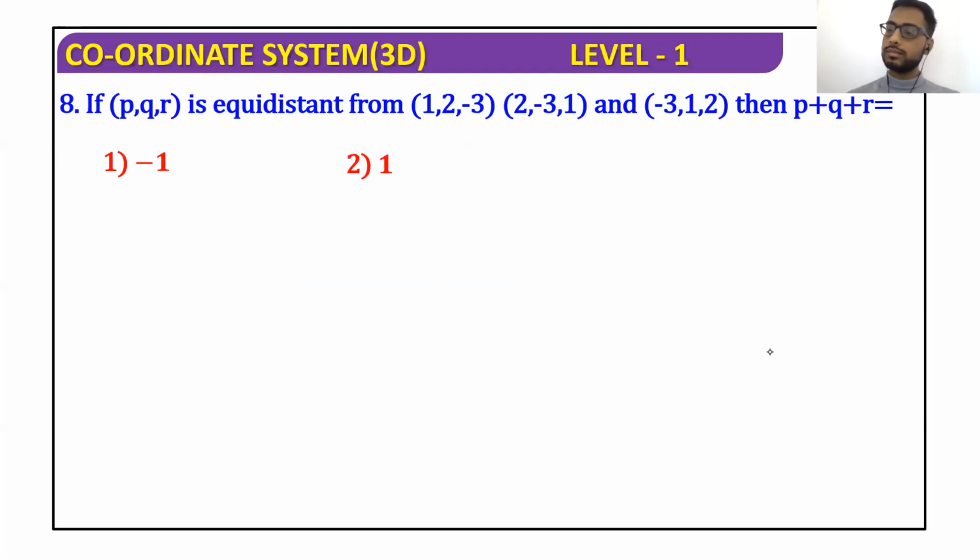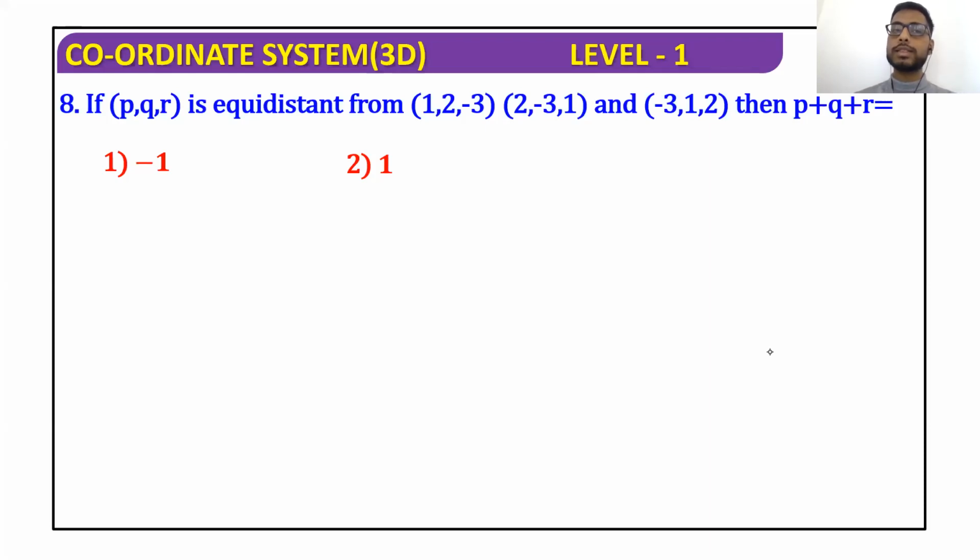Next question. The point P is equidistant and I have to find values of P, Q, and R. So it is equidistant from all the 3 points. Say suppose these 3 are vertices of your triangle. Then which point is equidistant from all the 3? Your centroid. And what is the formula for your centroid? x1 plus x2 plus x3 upon 3. So simply equate by using your centroid formula, get values of P, Q, and R.